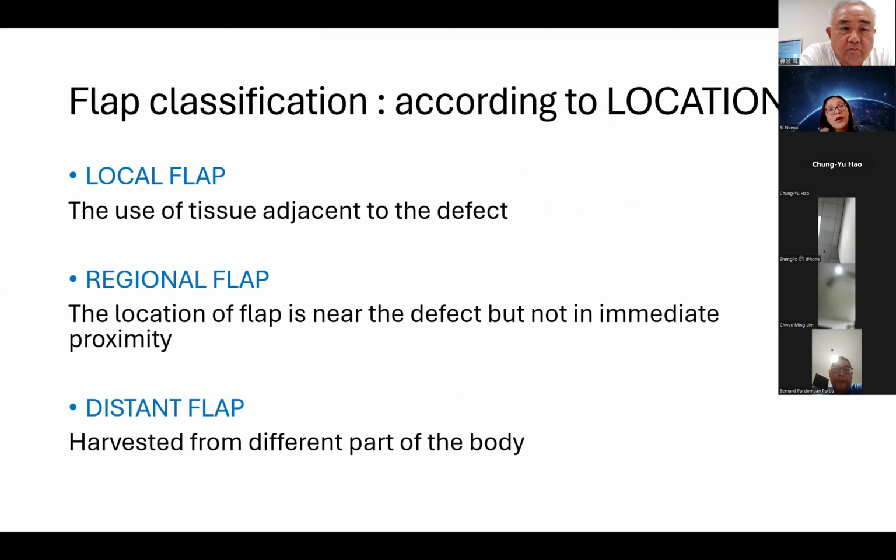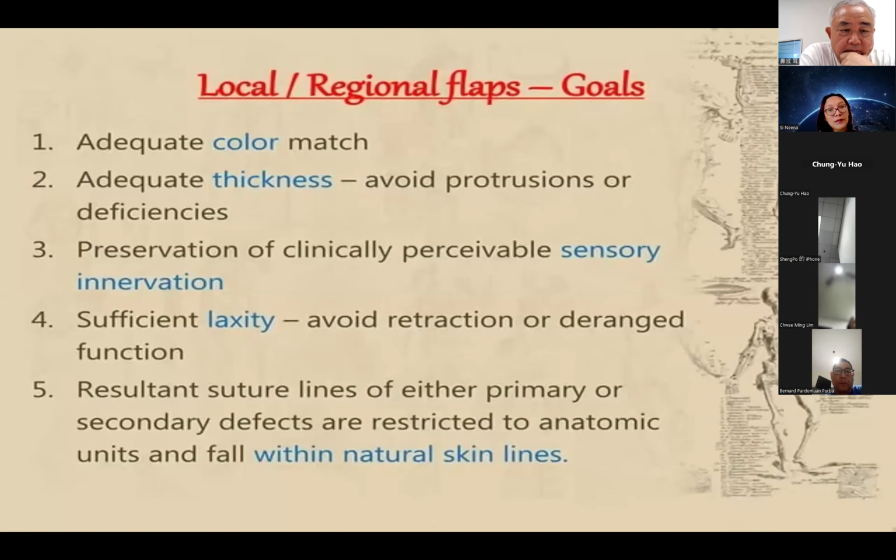According to the location, we have a local flap if it is very close to the defect, a regional flap if it is near but not in immediate proximity, and then a distant flap when you take it from somewhere else, harvest it, and then by microsurgery you reanastomose the vessels.